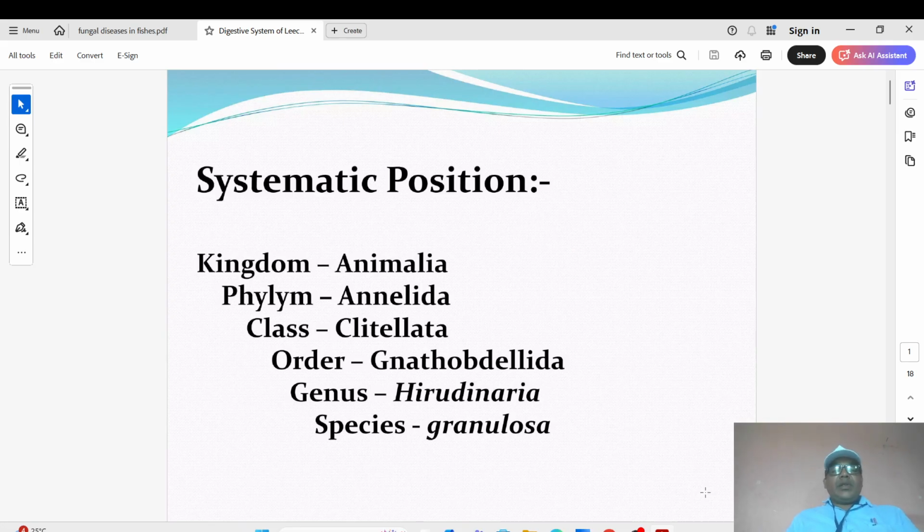See, first we will see the systematic position, or it is called classification. In animal kingdom, it is Animalia, phylum Annelida, class Clitellata, order Gnathobdellida, genus Hirudinaria, species granulosa.